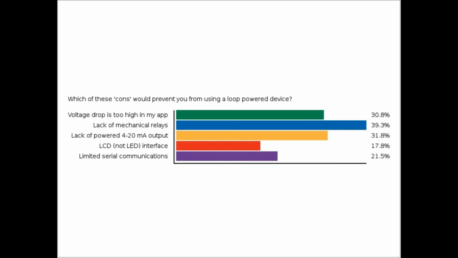Votes are coming in. Thank you, everyone, for the feedback. Lack of mechanical relays is the winner, the leading reason why people might not use loop-powered devices. Voltage drop is too high is tied with lack of powered 4 to 20 milliamp output. LCD, not as big of an issue. Serial comms, not as big of an issue. Leave it open for a few more seconds here. Last chance to get your votes in. Go ahead and close the poll now. Thanks everyone for participating in that.